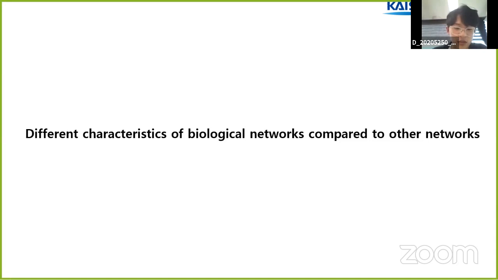Hello, my name is Haechan Lee. I'm a panel for the first discussion. The topic that I'm going to discuss is different characteristics of biological networks compared to other networks. In this discussion, I'm going to explain some examples of biological networks and other networks such as social networks. And then I'm going to explain some structural differences between them. Knowing differences between them is important because typically tools and insights from other network analysis can be easily applied to the biological network.